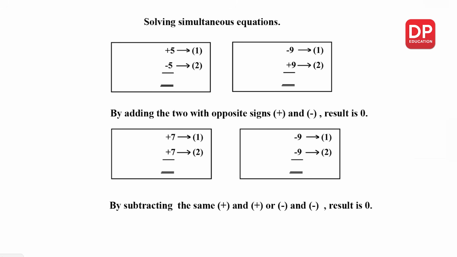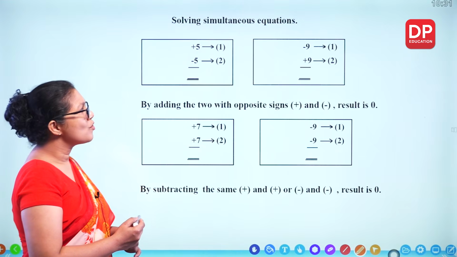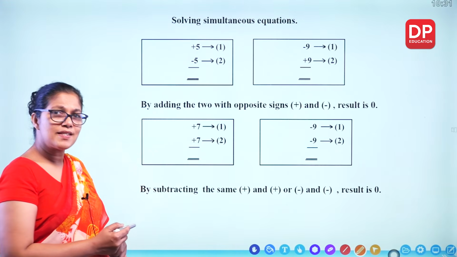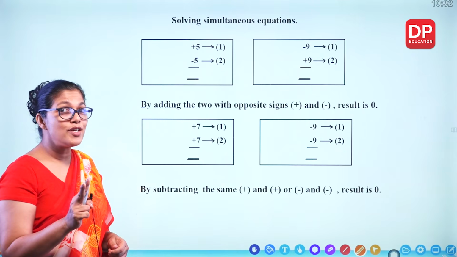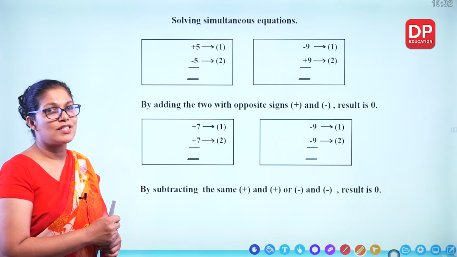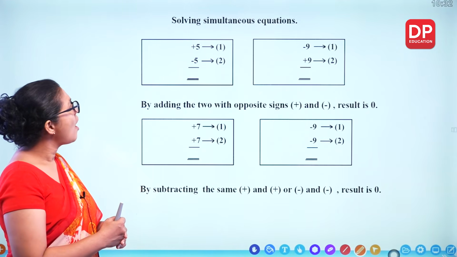Now we'll look at how we can solve simultaneous equations. So what does simultaneous mean? You get two unknowns with two equations. So we'll see how we do that.